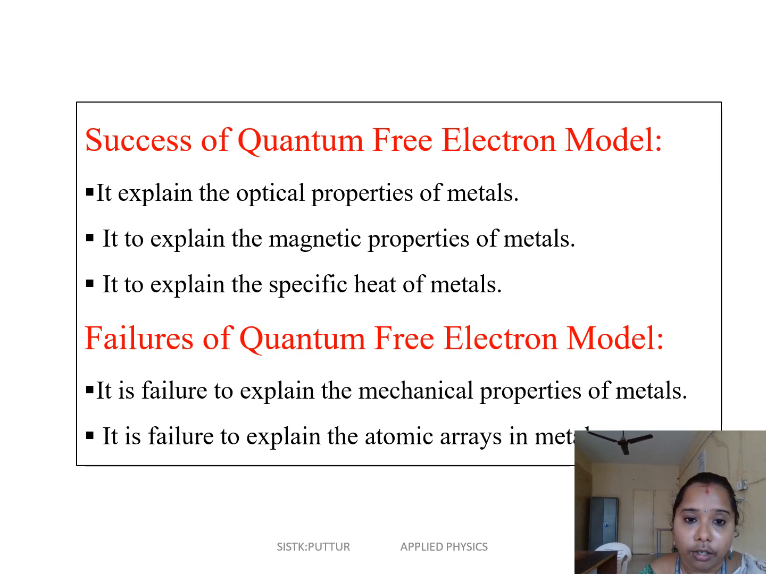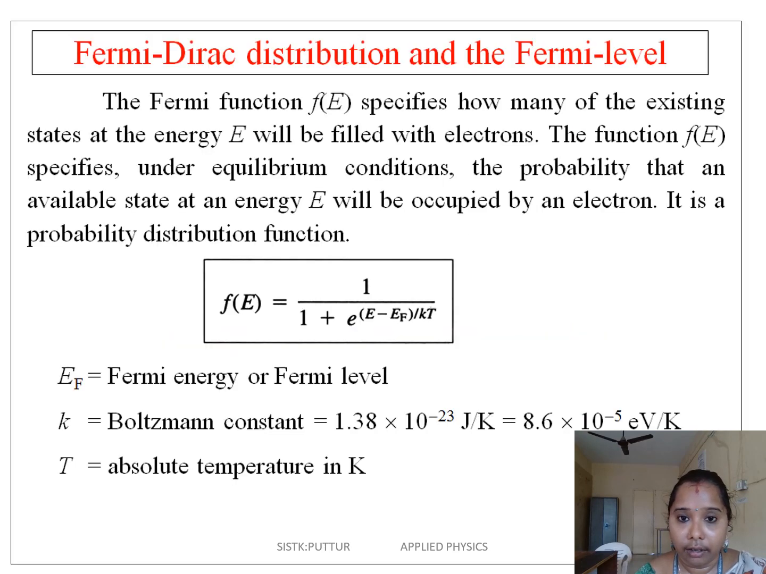The drawbacks of the classical free electron theory are the success of the quantum free electron theory. It explains the optical properties, magnetic properties, and specific heat of the metals completely. But there are some drawbacks of the quantum free electron theory: it fails to explain the mechanical properties of metals, and it also fails to explain the atomic arrays in metals. And next, the Fermi-Dirac distribution function.